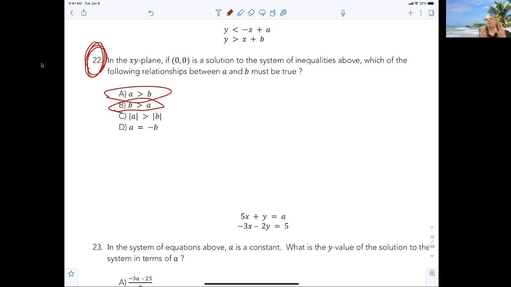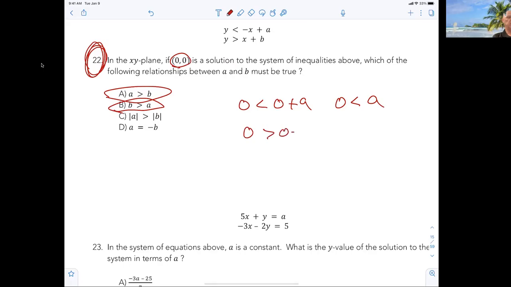Now listen. On your paper, I said plug the point in. So everybody should be plugging 0, 0 in, correct? So 0 is greater than 0 plus A, which just means 0 is less than A. Everybody agree with that? Now I'm plugging 0, 0 in again: 0 is less than, I said less than, but it's greater than 0 plus B. And so 0 is greater than B.